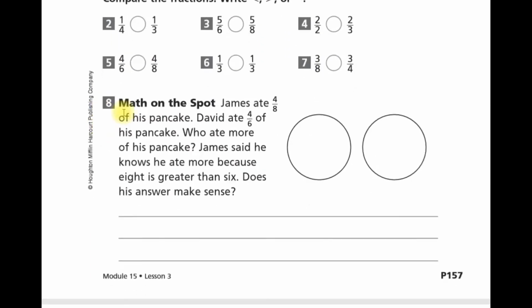Math on the spot. James ate 4/8 of his pancake. David ate 4/6 of his pancake. Who ate more of his pancake? James said he knows he ate more because 8 is greater than 6. Does his answer make sense?